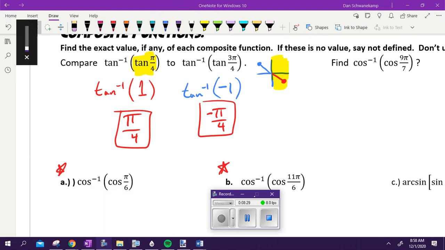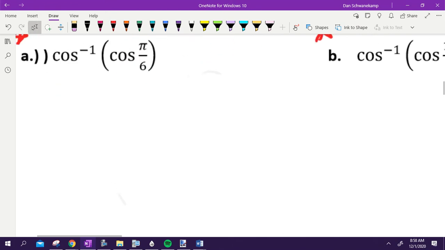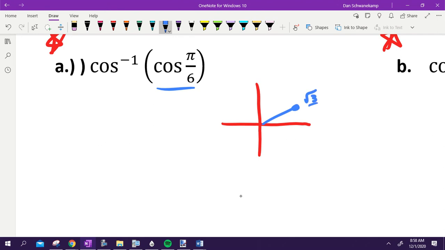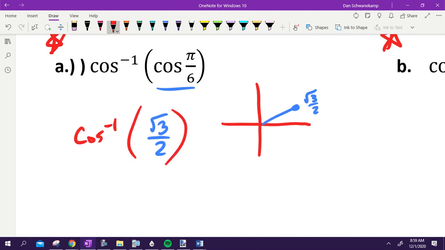All right, let's do it. Inverse cosine of cosine of pi over 6. So if you're doing cosine of pi over 6, what was cosine of pi over 6 going to get you? Yep, square root of 3 over 2. So right there, square root of 3 over 2, that's her x value. Once she's done that, then she's doing inverse cosine of radical 3 over 2.